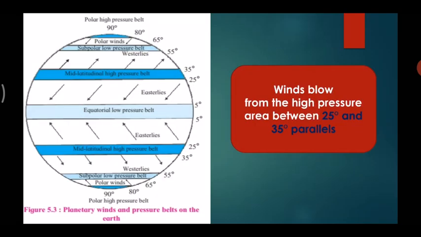Now look here, winds which blow from 25 degrees to 35 degrees parallels. Guess and tell me which winds are these, blowing from 25 degrees to 35 degrees parallel. That means from the mid-latitudinal high pressure belt. So these winds are called westerlies. Always wind blows from high to low. So these are the westerlies.